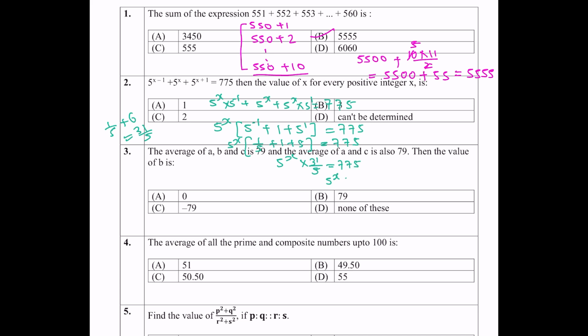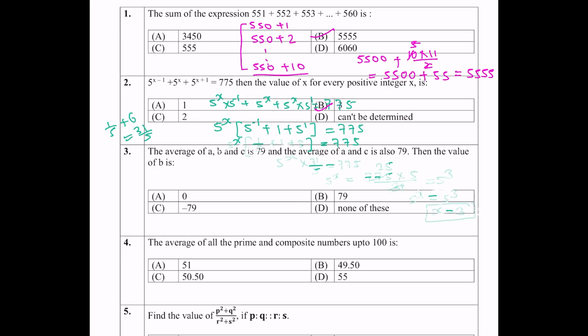So 5 raised to the power x we can write as 775 into 5 divided by 31. If I divide 775 by 31, we get 25. This value 25 we can write as 5 square, and this 5 will become 5 raised to the power 3. Now 5 raised to the power x is equal to 5 raised to the power 3, so x is equal to 3. If you check the options, option B is the correct one, because we have the option 3. So this is the solution for the second question.